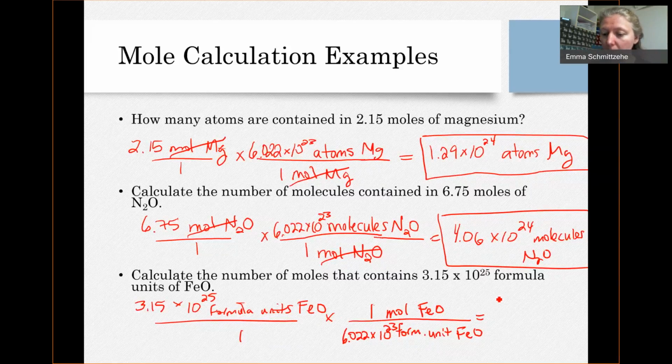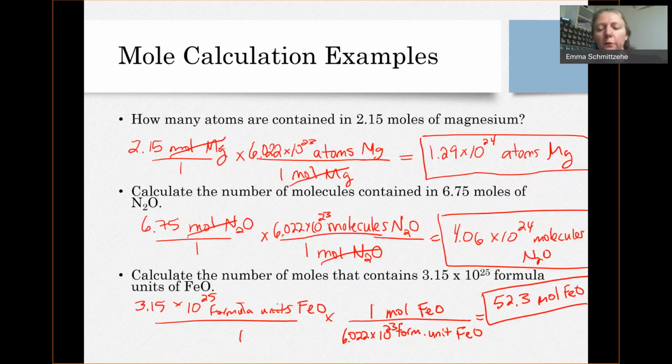And that gives me 52.3. And again, this one started with a 3 sig fig number, and that would be moles of FeO. So that would be my answer for that.